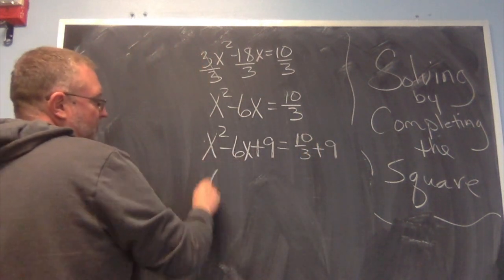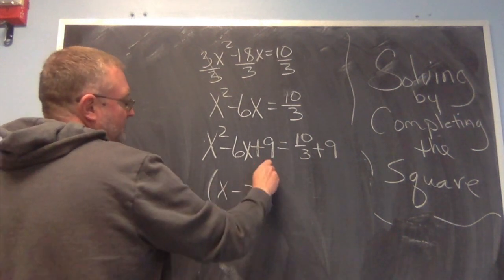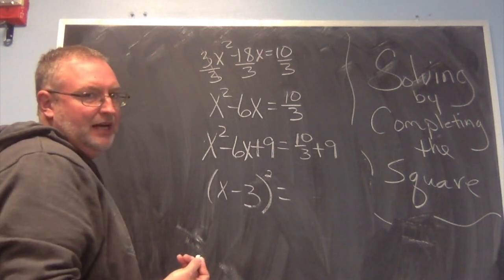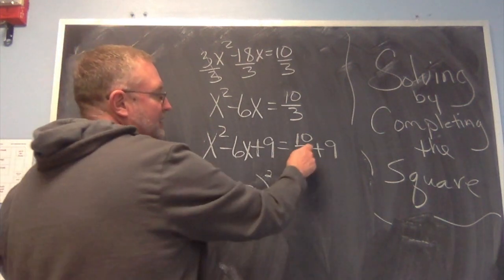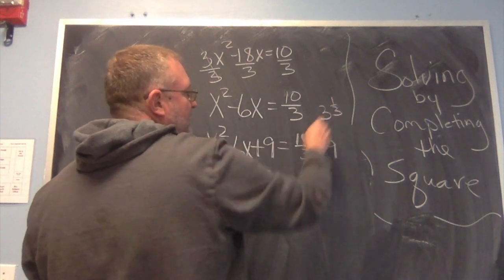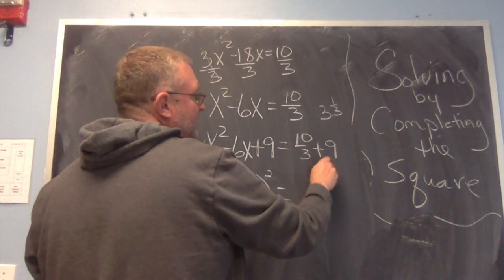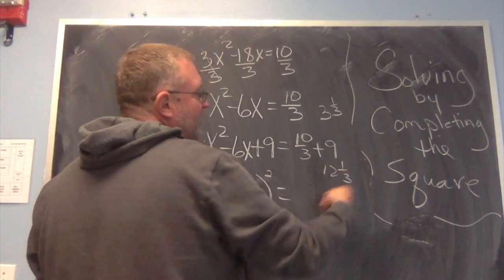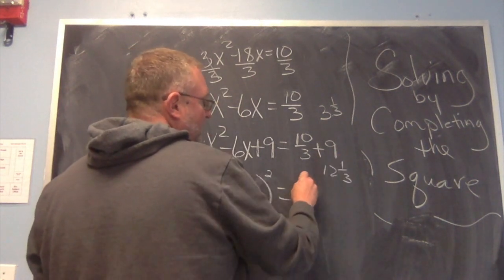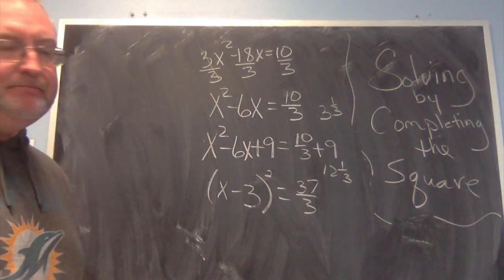Now I'm going to find the perfect square here, which would be x minus 3 times x minus 3 equals, let's deal with this, 10 over 3 plus 9. All right, let's go ahead and make this proper. 3 goes into 10 3 times. So that is the same as 3 and 1/3. 3 and 1/3 plus 9 is 12 and 1/3. Now let's put it back in proper. 3 times 12 is 36 plus 1. 37 over 3 is where we're at.